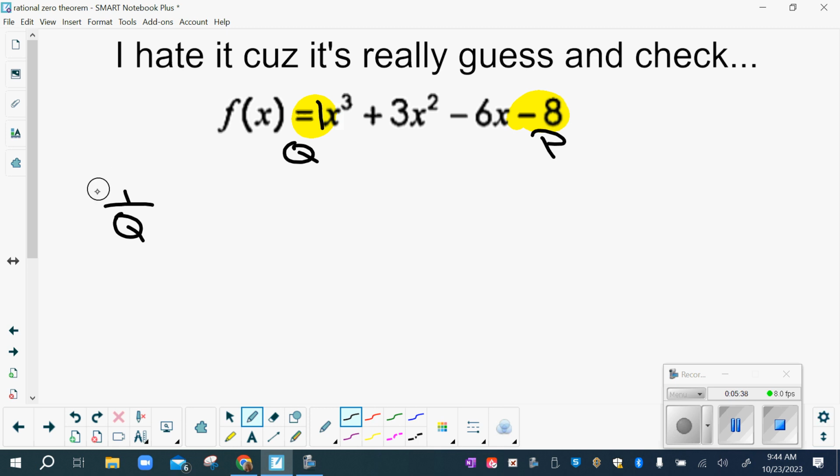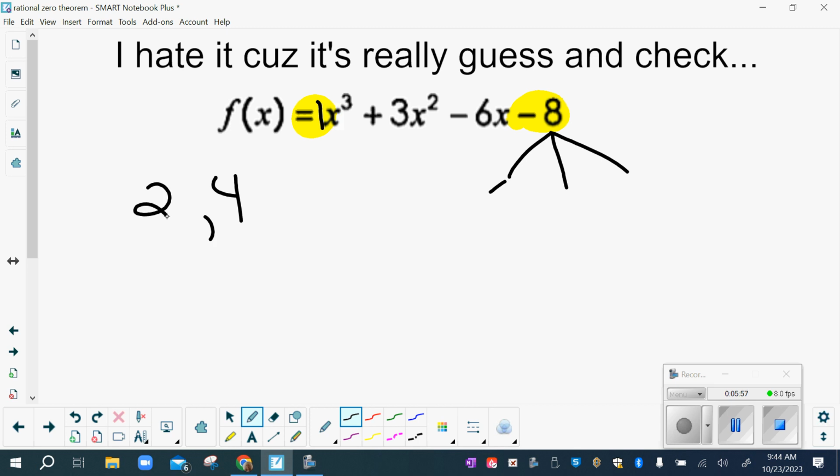So what we need to think to ourselves is, what are all of the numbers that would go into 8? Someone tell me a number that divides perfectly into 8. 4 does. Give me another one. 2 does. Give me another one. 1 does. Give me another one. 8 does. Now here's the bad news. Those will all work. So could their counterparts.